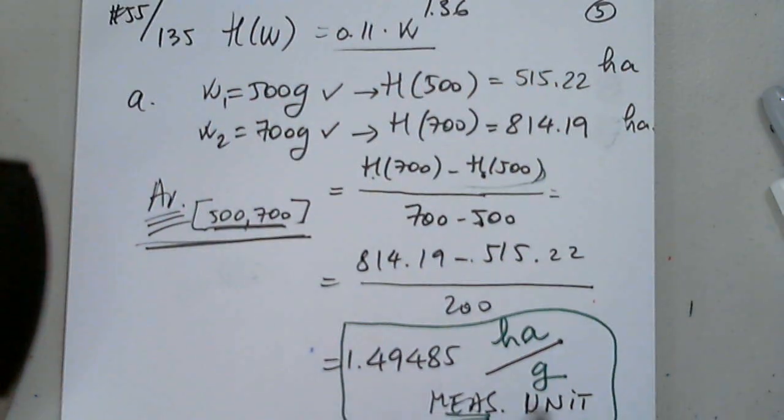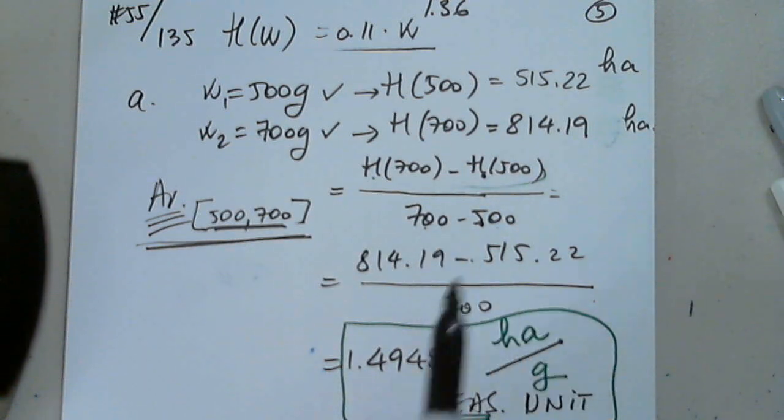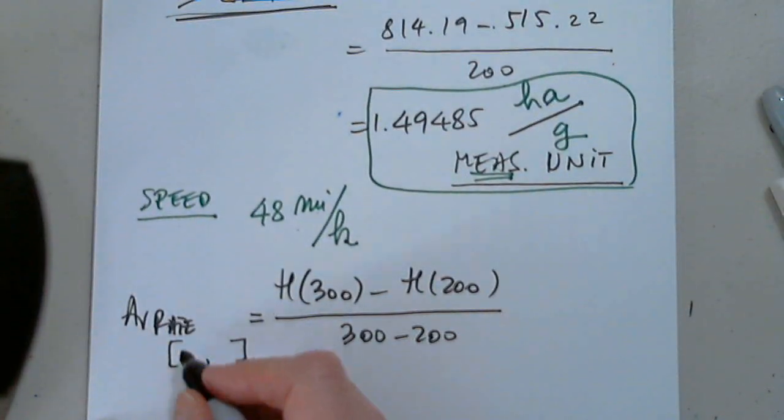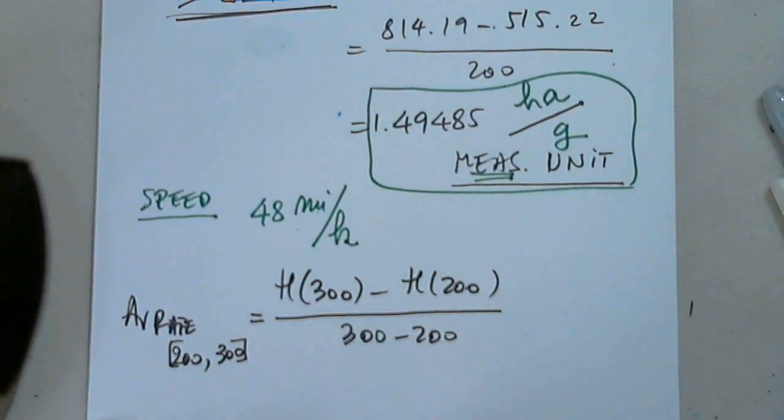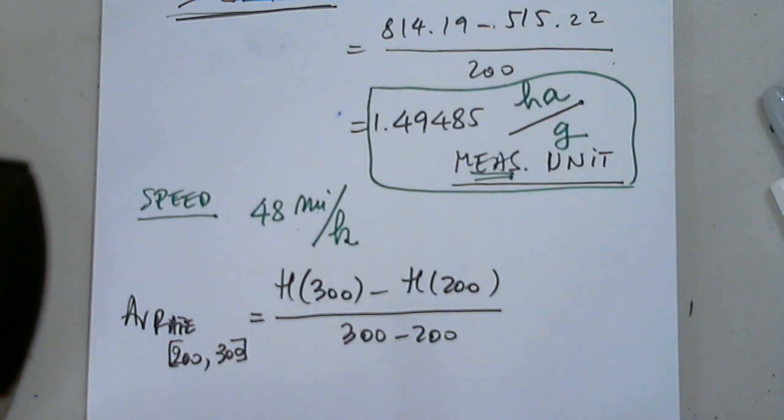Look what we wrote here. So it's 200 and 300. That's it. Awesome. So this is the average rate of change between the points with a weight of 200 and 300.